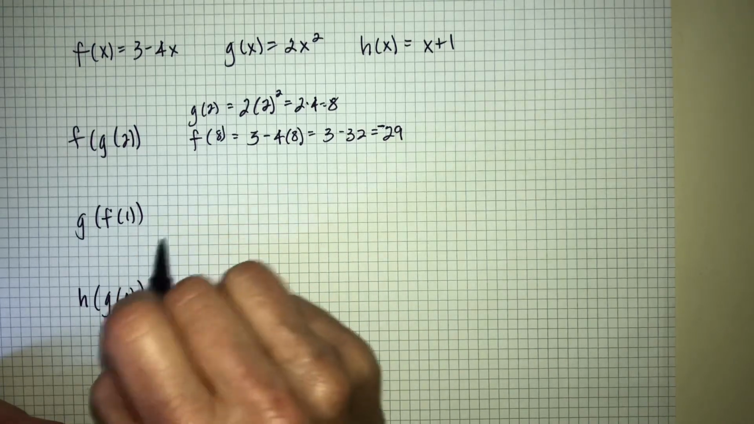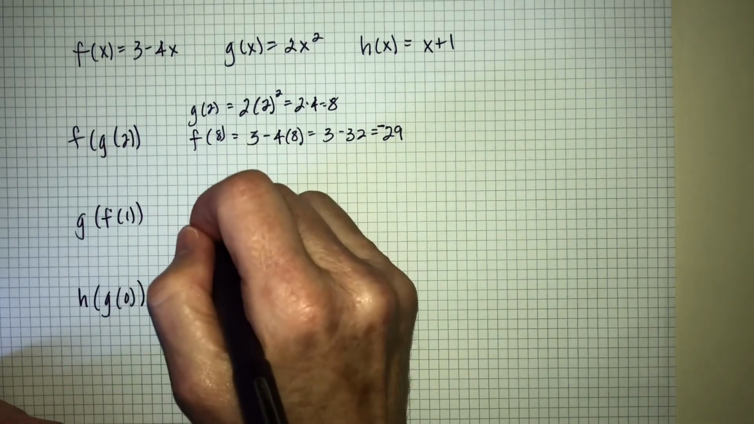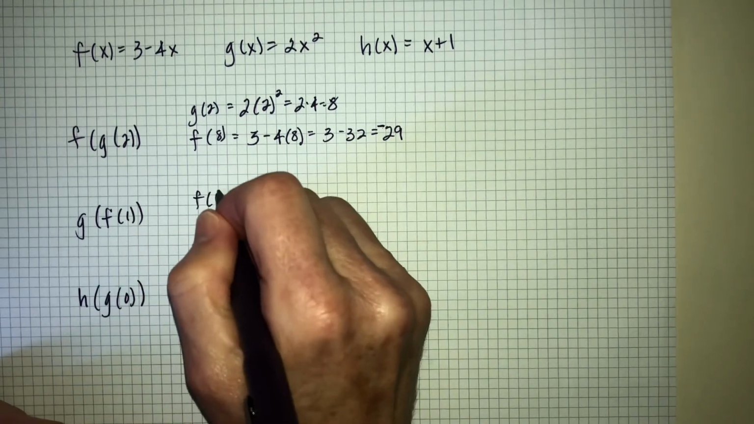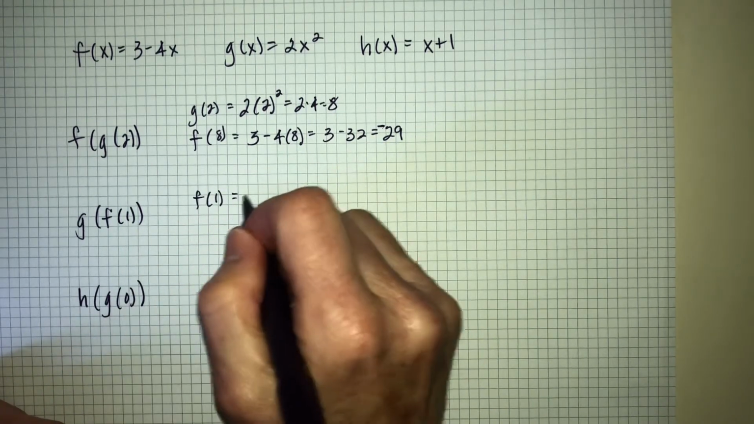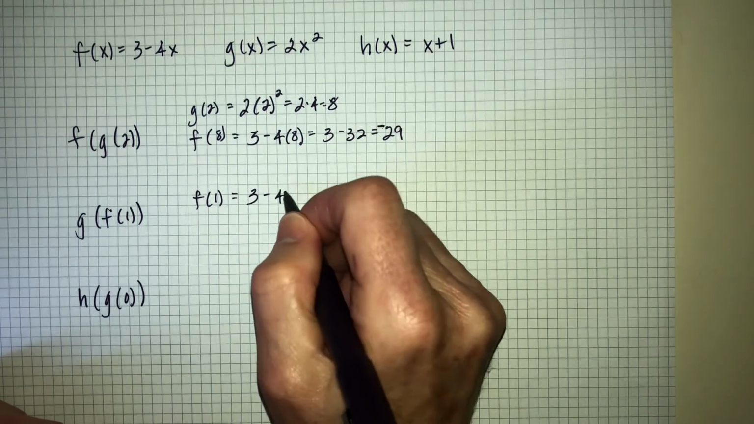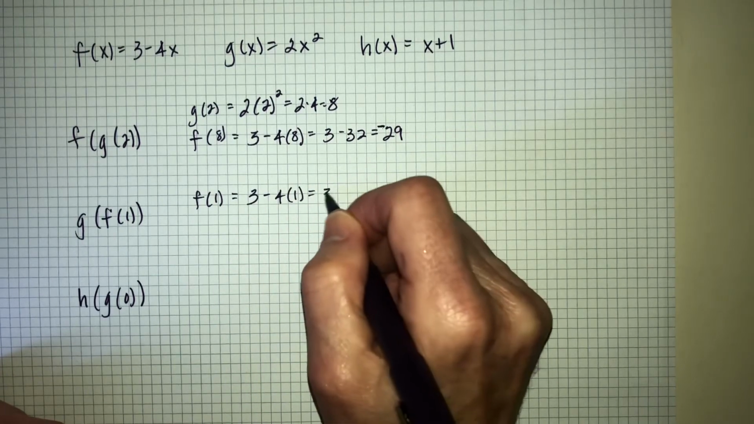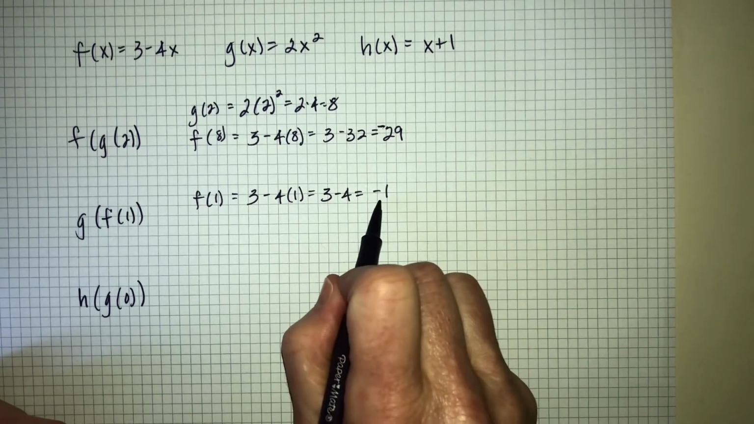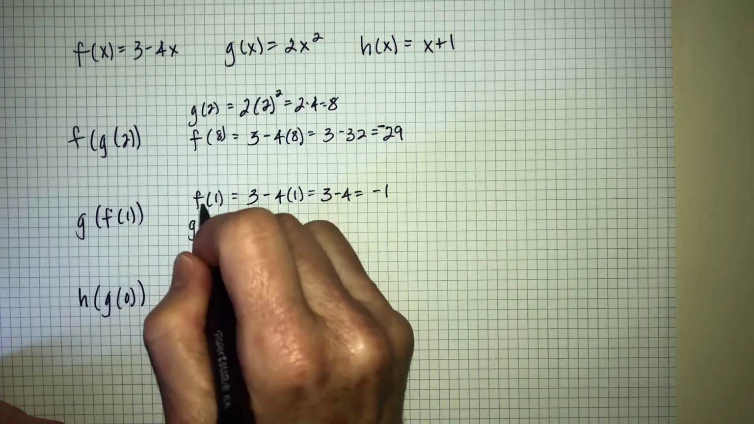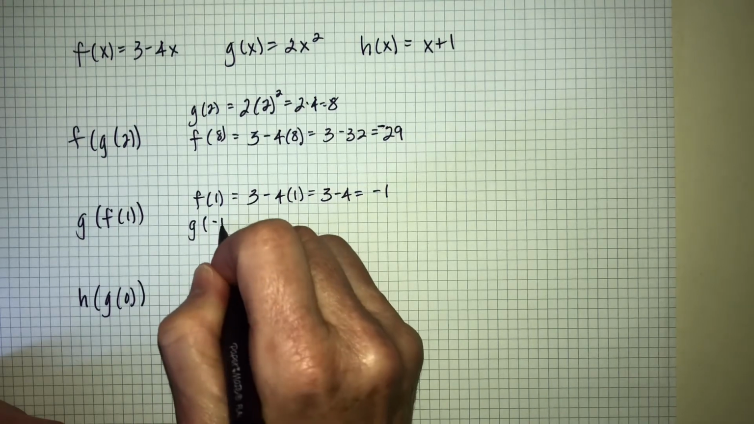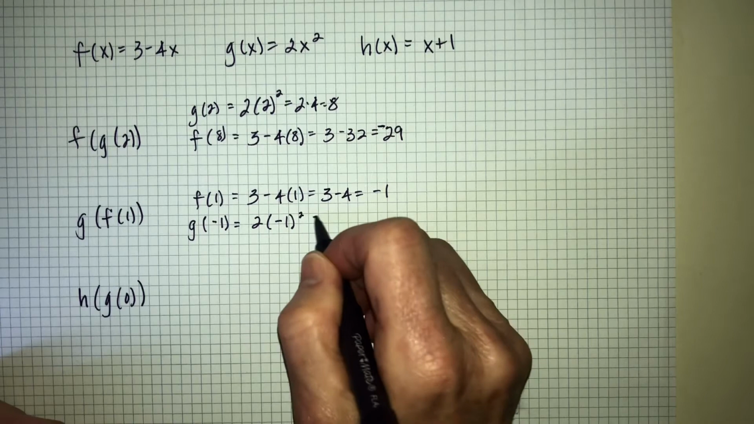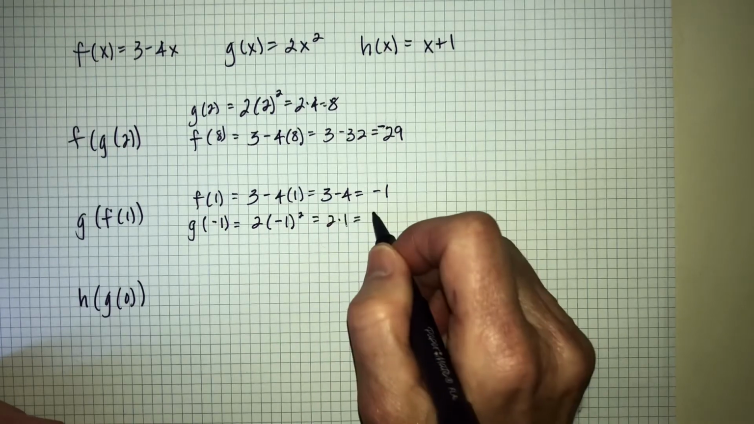How about g of f of 1? So here we're going to calculate that f of 1 first, work from the inside out. So f of 1, 3 minus 4 times 1 is 3 minus 4, which equals negative 1. Then we're going to take that negative 1 and plug it into the function g. So g of negative 1 equals 2 times negative 1 quantity squared, which equals 2 times 1, which equals 2.